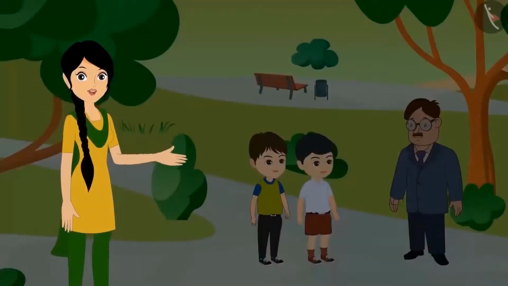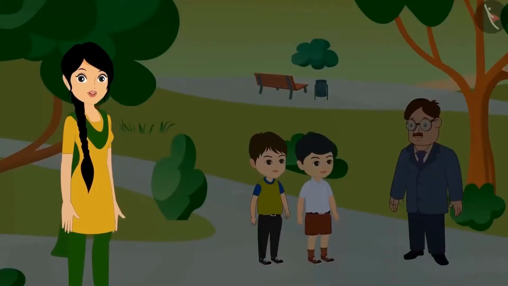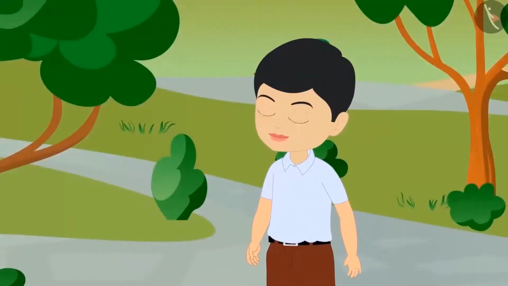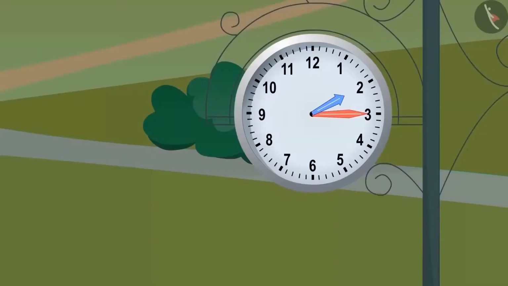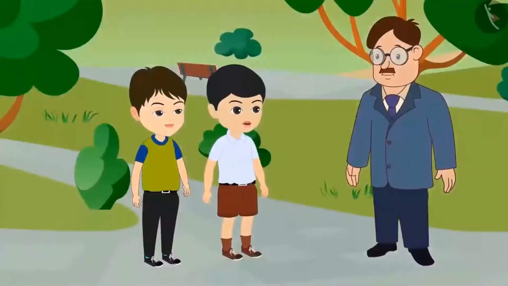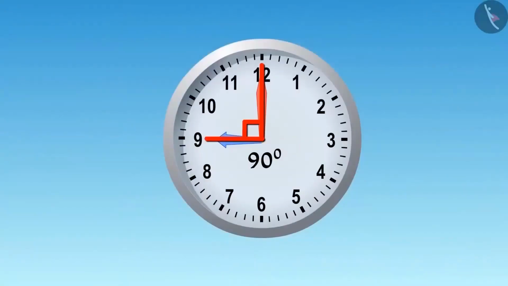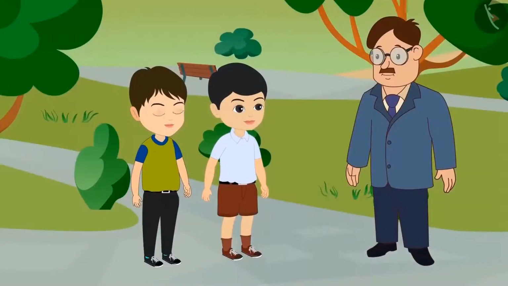Today, Golu and Bholu's uncle is taking them to the garden near their house after school. But why did Golu stop at the entrance of the garden? Yes, I think he is looking at the big clock over there. Look, Golu, this is a very big clock. Do you remember what we have learned about the angles formed in the clock?